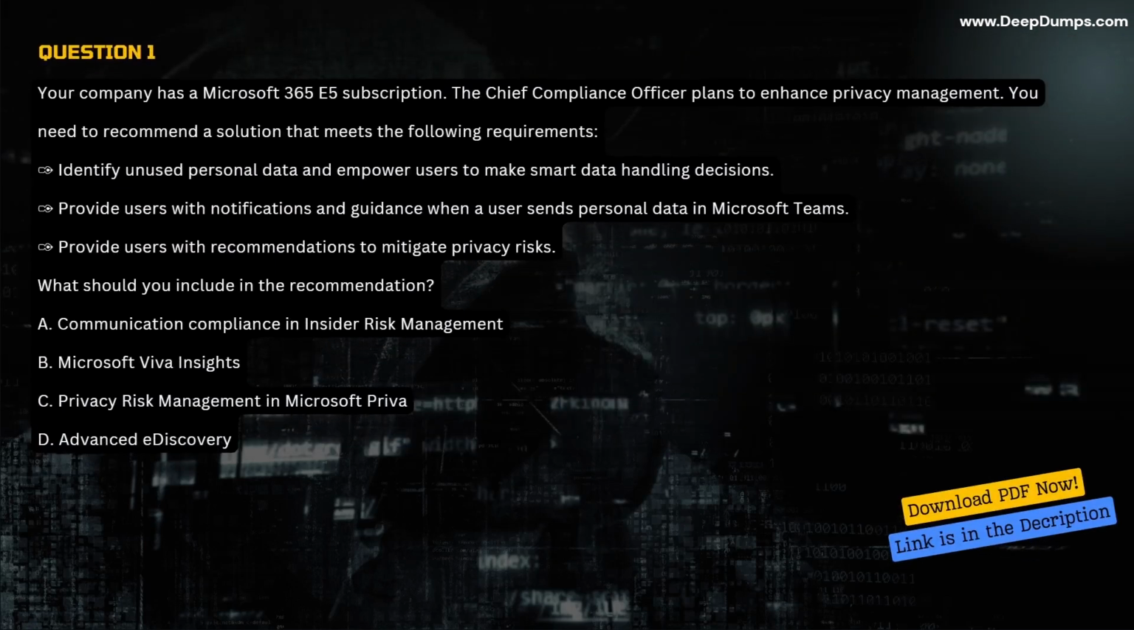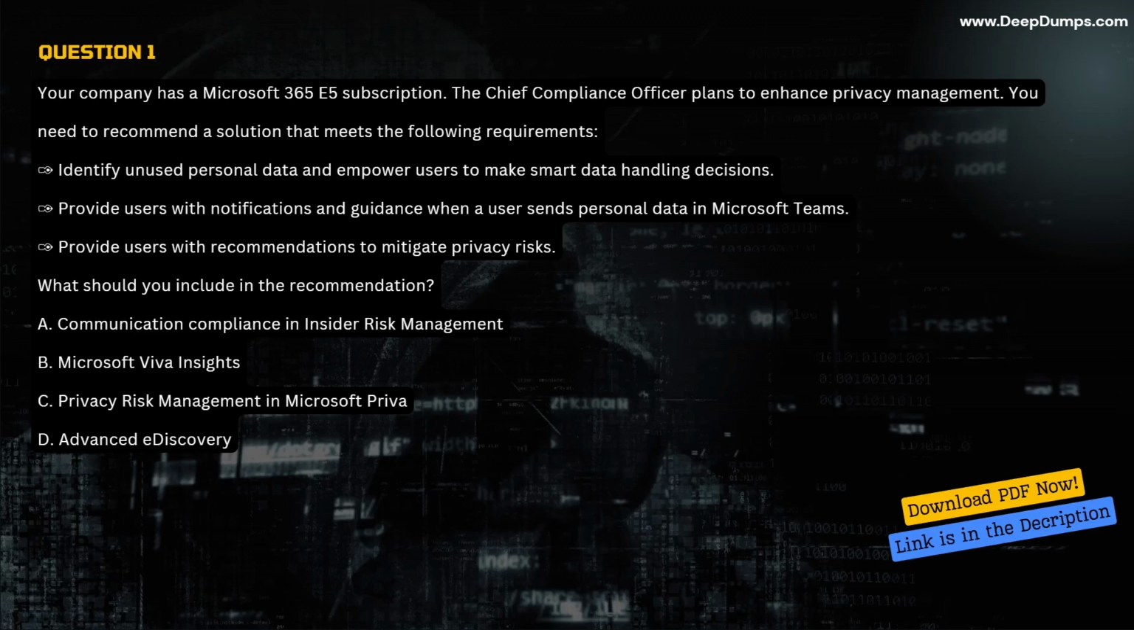Question 1. Your company has a Microsoft 365 E5 subscription. The Chief Compliance Officer plans to enhance privacy management. You need to recommend a solution that meets the following requirements. Identify and use personal data and empower users to make smart data handling decisions. Provide users with notifications and guidance when a user sends personal data in Microsoft Teams. Provide users with recommendations to mitigate privacy risks. What should you include in the recommendation?